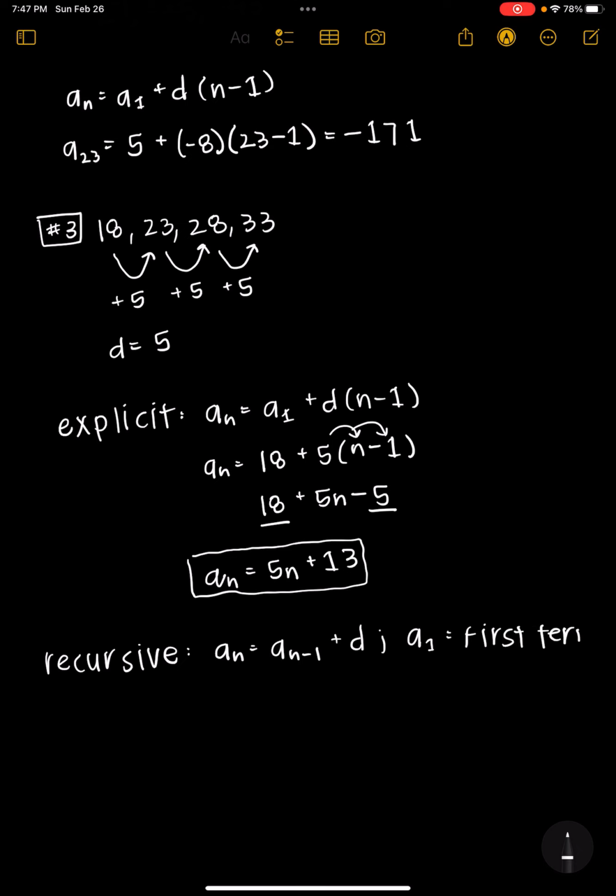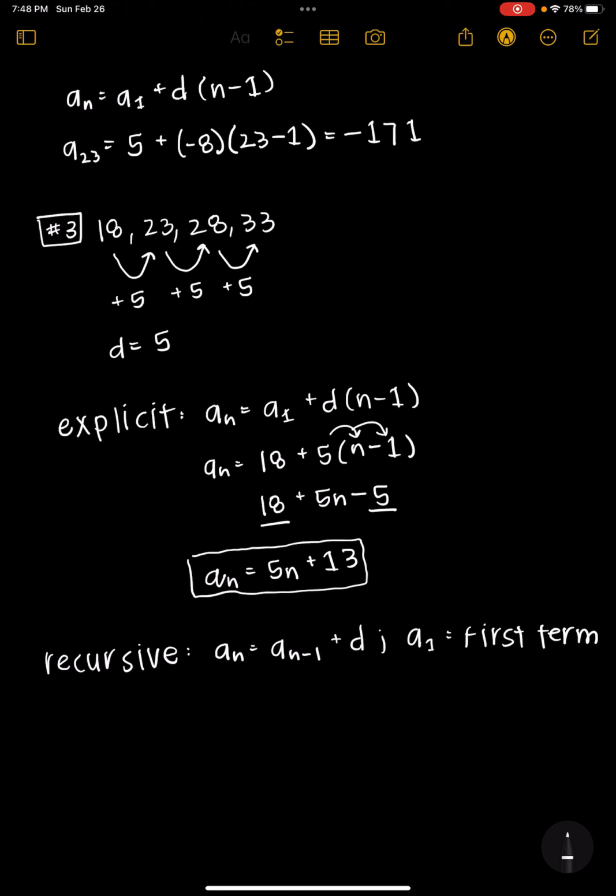So for the recursive formula, you have to know the term before it. If we want to find a sub n, we have to know a sub n minus 1, which is the term before a sub n. For example, if I was trying to find the 5th term, I would need to know the 4th term. This is why the recursive formula isn't used as often, because if I wanted to find the 100th term, I would need to know the 99th term. But in order to know the 99th term, I'd have to know the 98th term. And we'd have to continue to go backwards until we were just finding every term anyway.